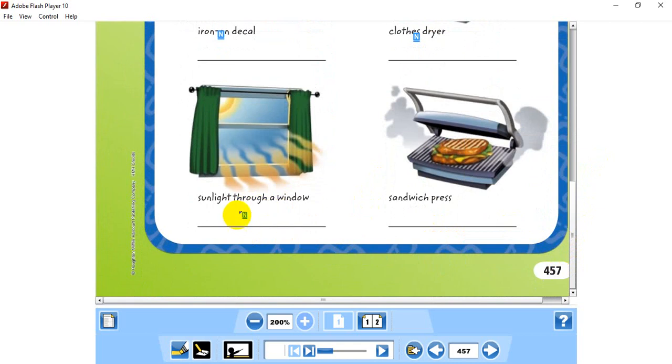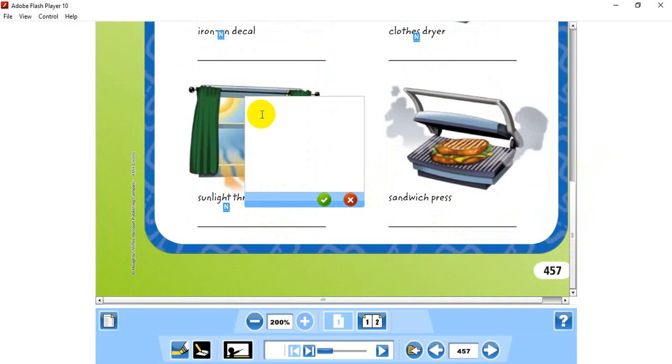Sunlight through a window. The sunlight itself is what exactly? Radiation. Only write radiation. You can write radiation and convection because the sunlight also warms your room, but it's enough to write radiation now because I think they are asking you only about the sunlight itself.